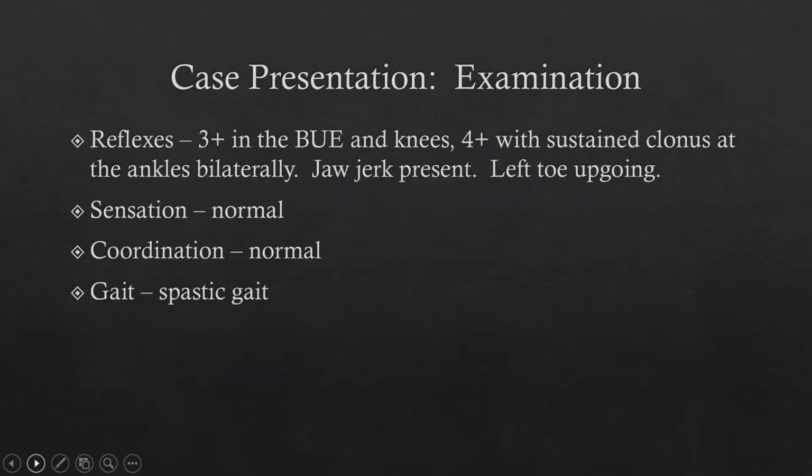In terms of the reflexes, there are 3+ in the bilateral upper extremities and knees, and 4+ with sustained clonus at the ankles bilaterally. The jaw jerk is present, and the left toe is outgoing. Sensation is normal, coordination is normal, and gait is a spastic gait.